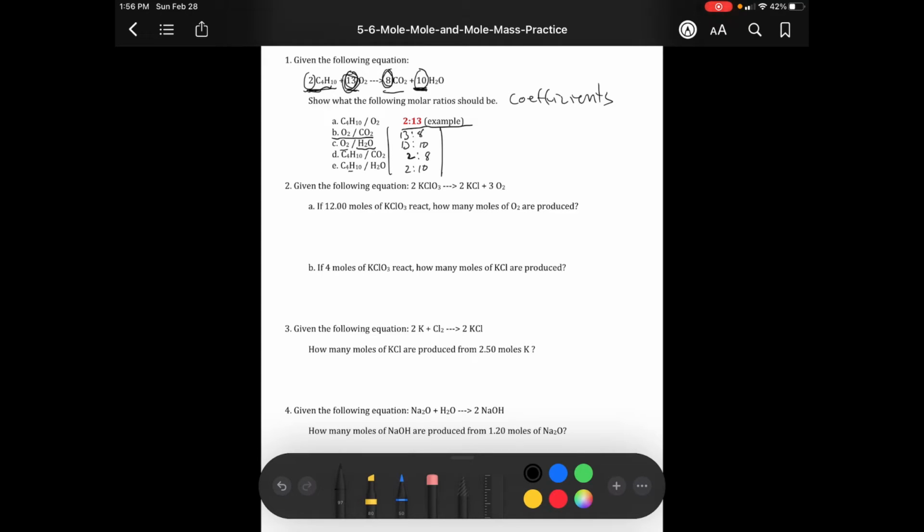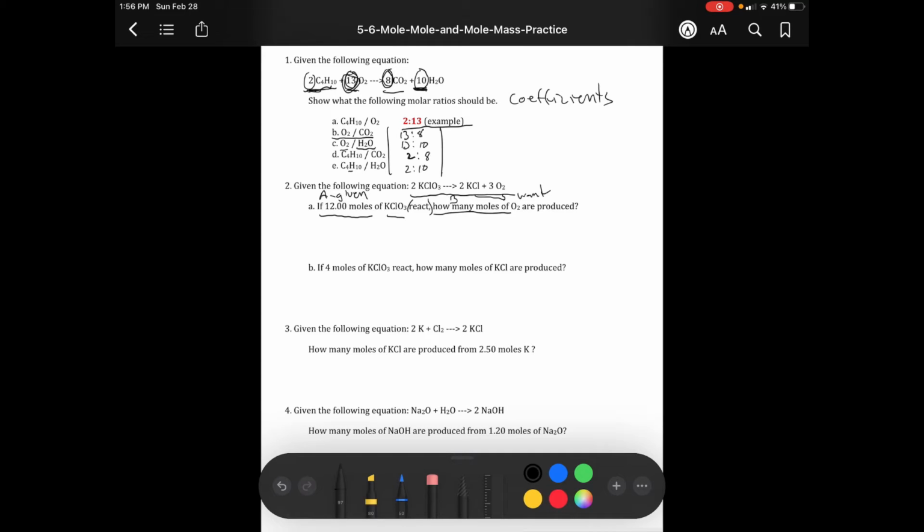We got that. So let's do this. Given the following equation, 2 potassium chlorate yields 2 potassium chlorides and 3 oxygen molecules. So our question is, if 12.0 moles of KClO3 react, how many moles of O2 are produced? So this is going to be our substance A, like we talked about the other day, because we are given this. And this is going to be our substance B. How many moles of O2? This is what we want.